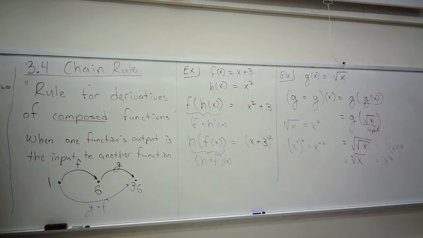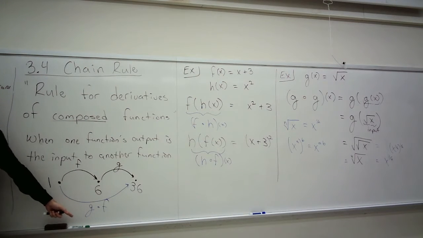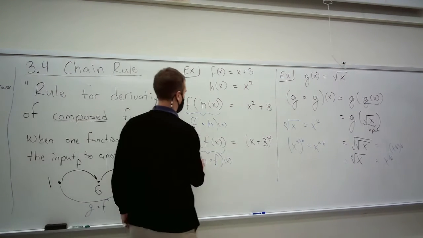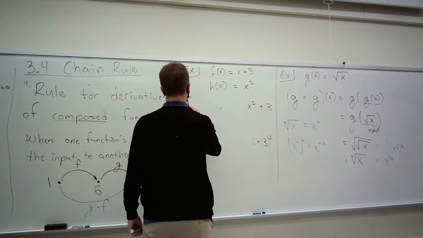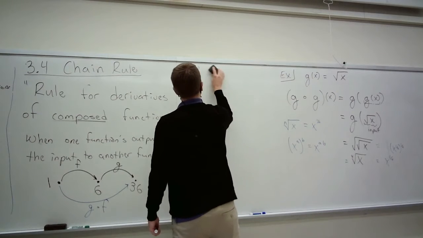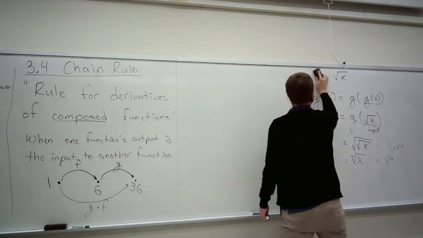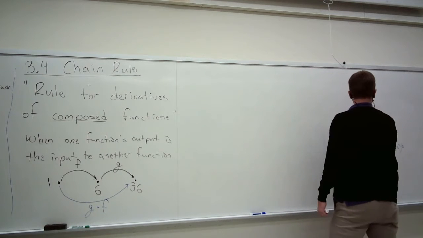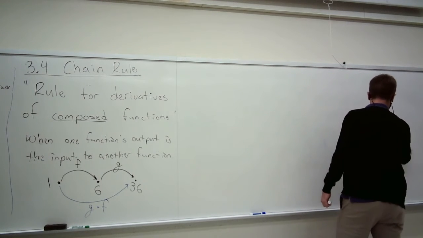The next rule is for this kind of function. What if we've got some function plugged into another, and we want to take the derivative of that? That's the chain rule. That's what it's good for. So kind of like last time, I'm going to hold off on the proof of it, unless you really want to see it, and we're just going to go through loads and loads of examples.